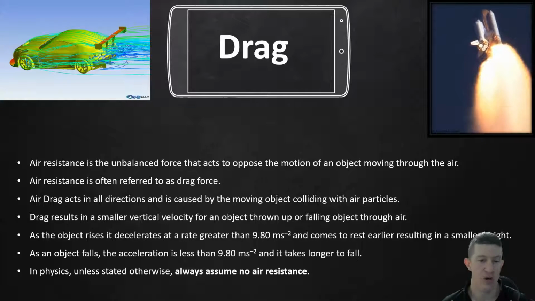Drag can act in all directions, and basically it's caused by an object moving through the air particles, and those particles are hitting the object and providing some resistance. The faster you get, the more particles you hit, therefore the more drag that you experience. As an object slows down, the drag force decreases, and when you're not moving at all, you're not colliding with any air around you, so you have no amount of drag force.